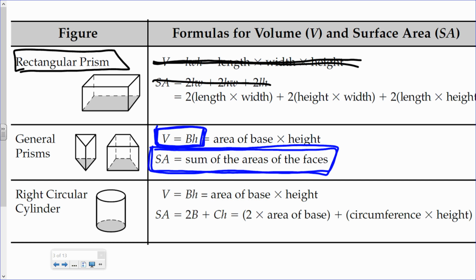V, volume, equals, look at capital B again. It doesn't mean base. It tells you right here, the area of a base times the height. So we're going to use this formula for volume. And the first example I'm going to throw at you, again, you're crossing this out. You're crossing the top volume formula out and the top surface area formula out. Let's do example 1. Let's find the volume of a prism.